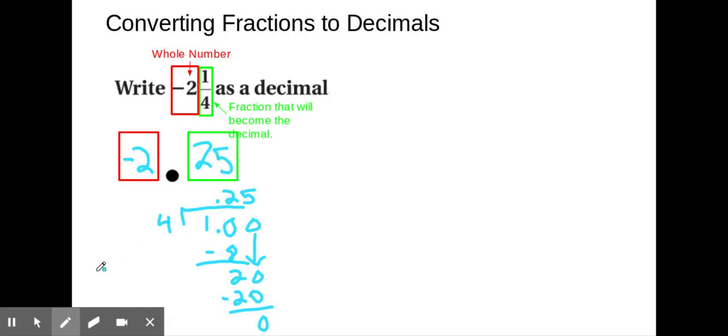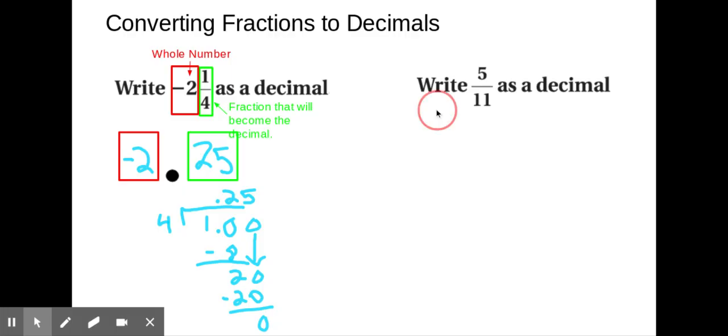All right, so we're going to try another one. We have write 5/11 as a decimal. If you notice, I don't have a whole number this time. All I have is the fraction. So I'm going to set it up the same way. I'm going to do 5 divided by 11.